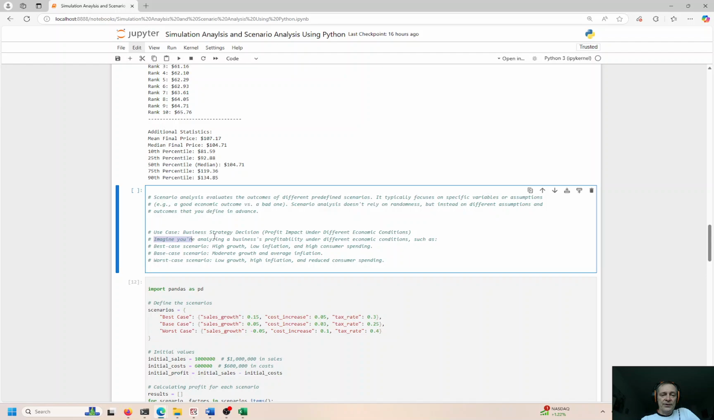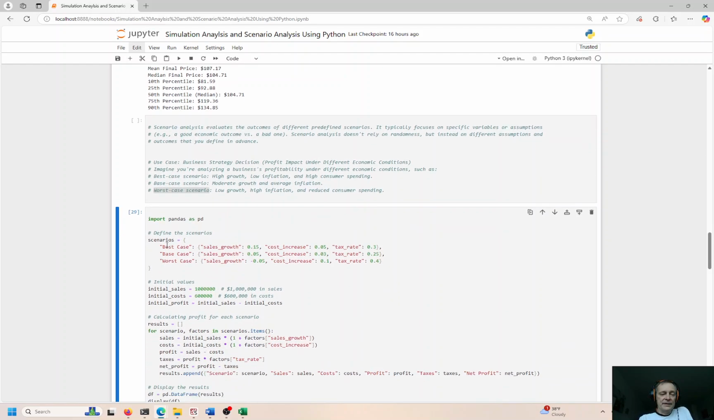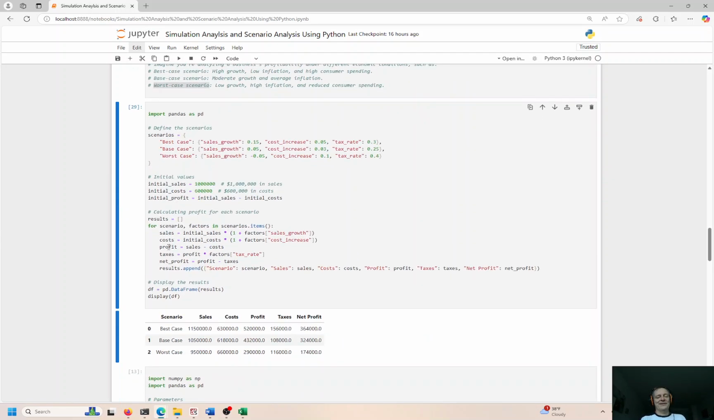So you can imagine that you're analyzing a business profitability by quarter, by year, right? Best case scenario is going to be ABC, XYZ, whatever. Base case scenario is in the middle, and then the worst case scenario is the worst, right? So best is the best, and the worst is the worst, and the base is in the middle. Okay, so let me run this code, and we see the best case and the base case, that's the average, and then the worst case, okay?